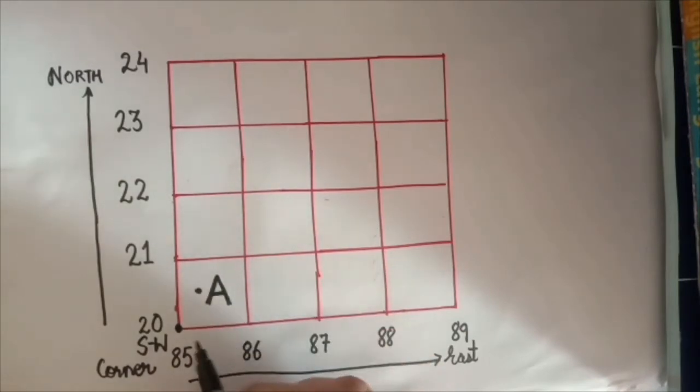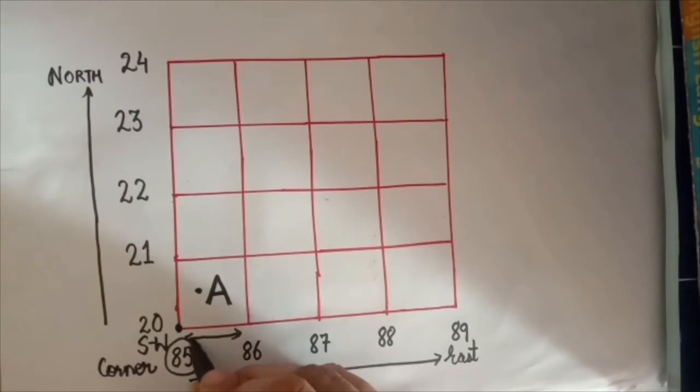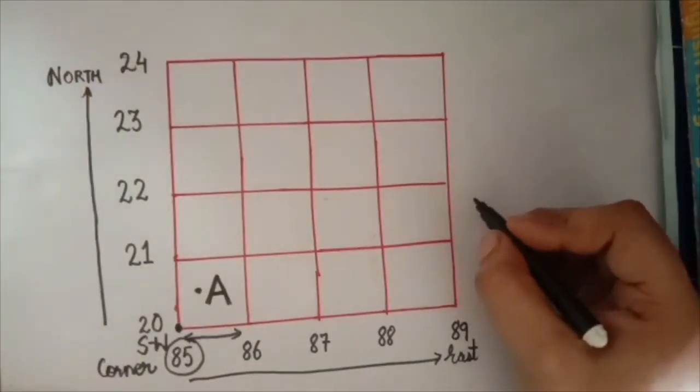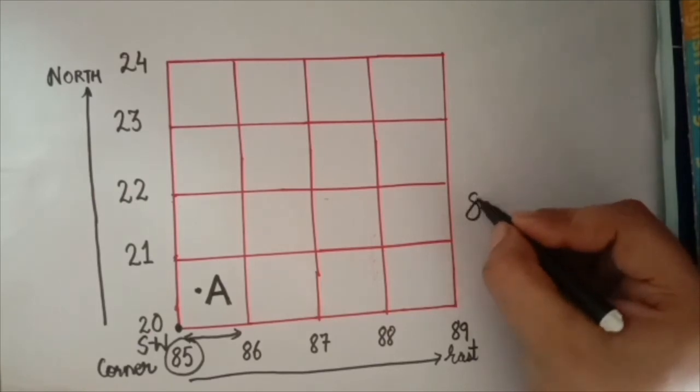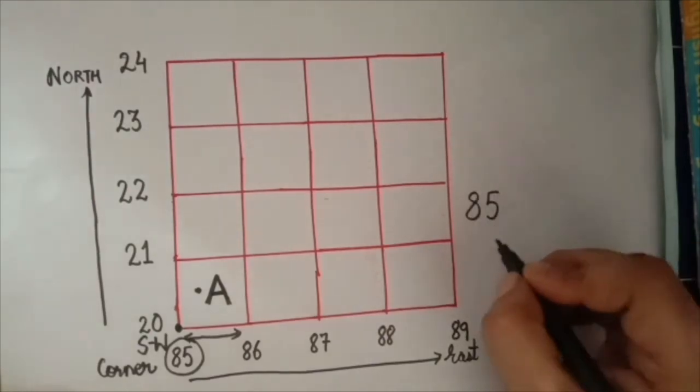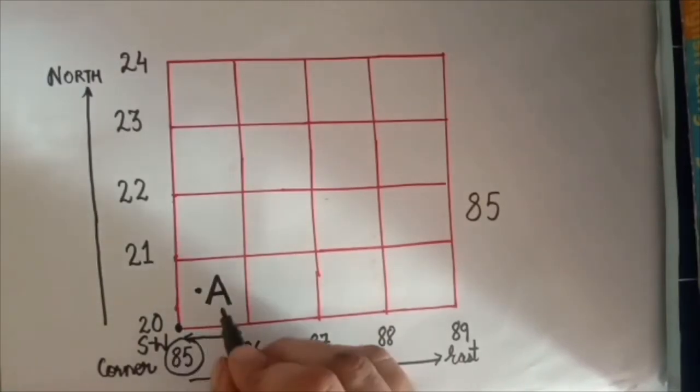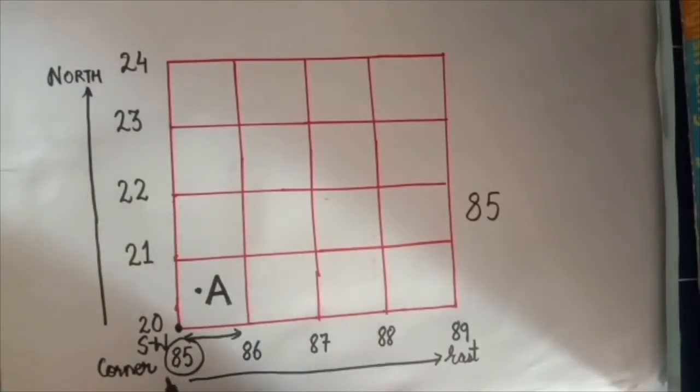Now, we will quote its easting first. So, between which two eastings does this lie? It lies between 8,5 and 8,6. Now, among 8,5 and 8,6, which is the lower value towards the southwest corner? Obviously, it's 8,5. So, we will write down 8,5 as the easting of place A.